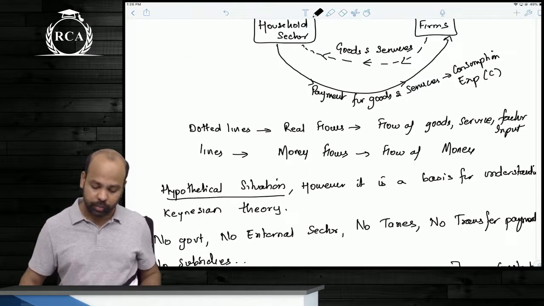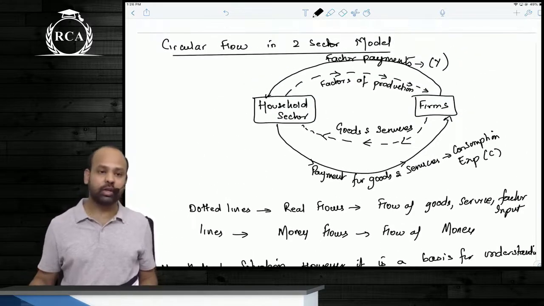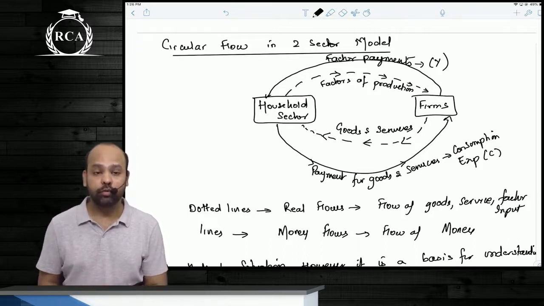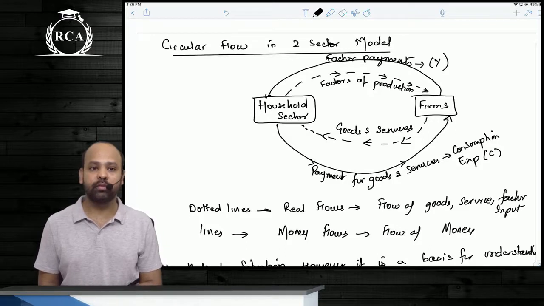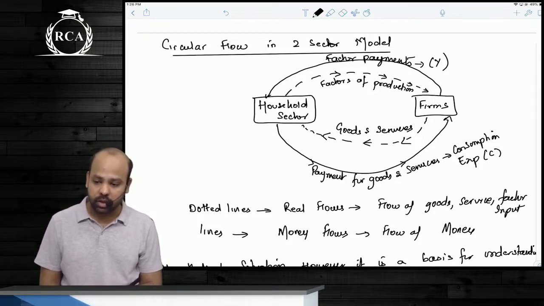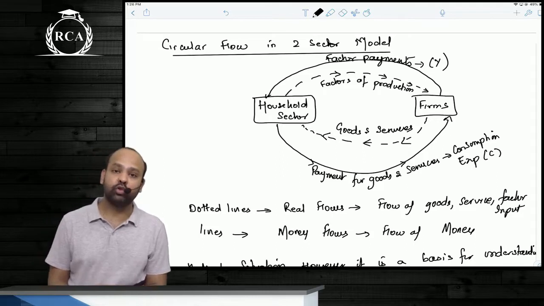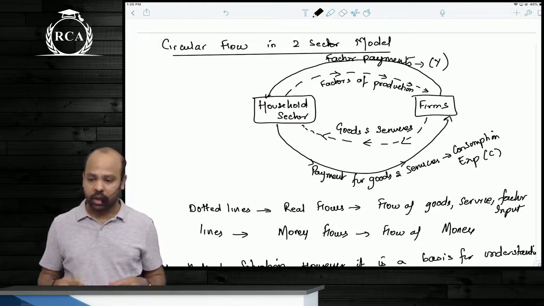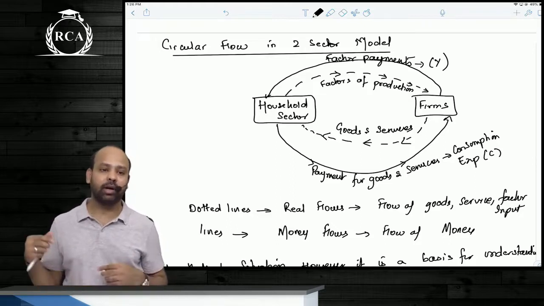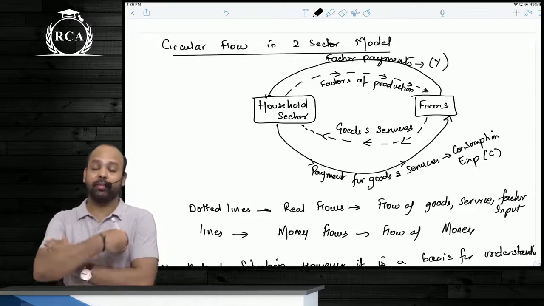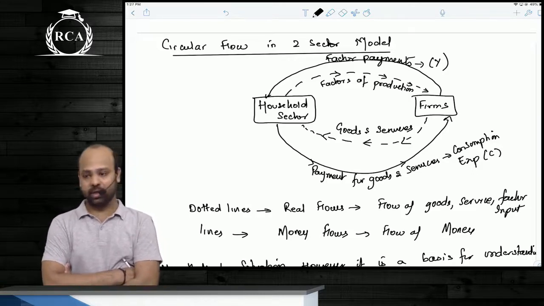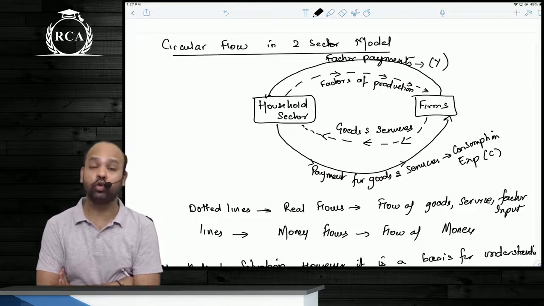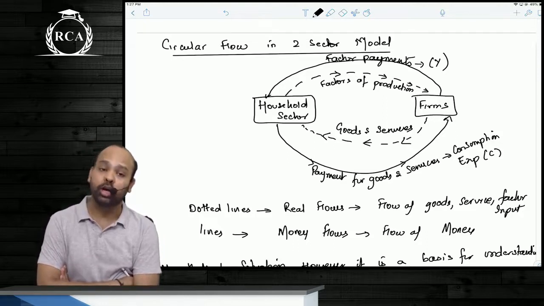As far as the circular flow in a two sector model is concerned, guys, I told you that whatever quantity of goods the producers manufacture, the value of that is in turn passed on to the household sector in the form of factor payments. In the form of factor payments, that becomes your national income. And the households would in turn spend this amount to buy goods and services manufactured by the firms, and that is your consumption expenditure. If there are no leakages and no injections, your Y, national income, would be simply equal to C, your consumption expenditure.